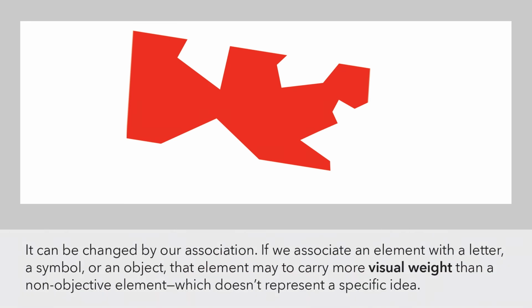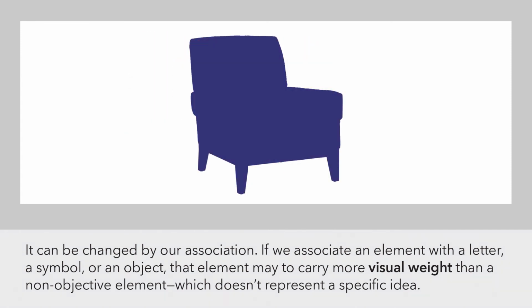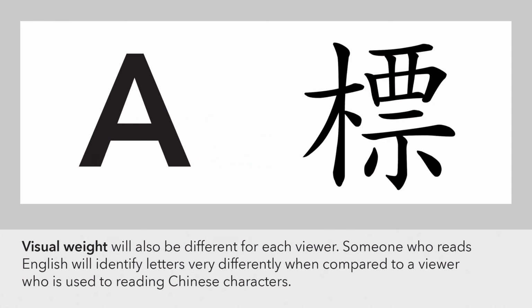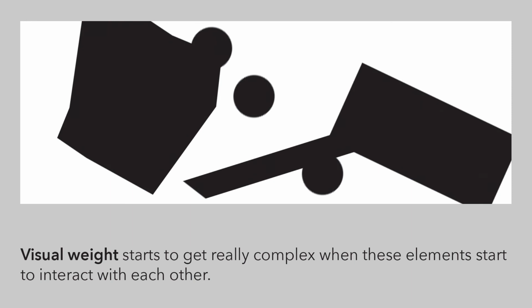Visual weight can be changed by our association. If we associate an element with a letter, a symbol, or an object, that element may carry more visual weight than a non-objective element, which doesn't represent any specific idea. It's important to note that visual weight will also be different for each viewer. Someone who reads English will identify letters very differently when compared to a viewer who is used to reading Chinese characters. This concept of visual weight starts to get really complex when these elements start to interact with each other.